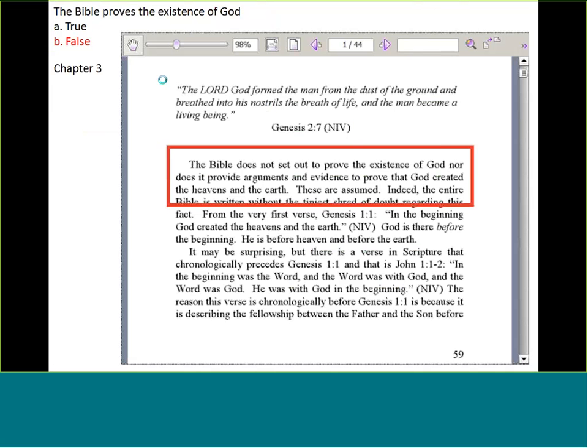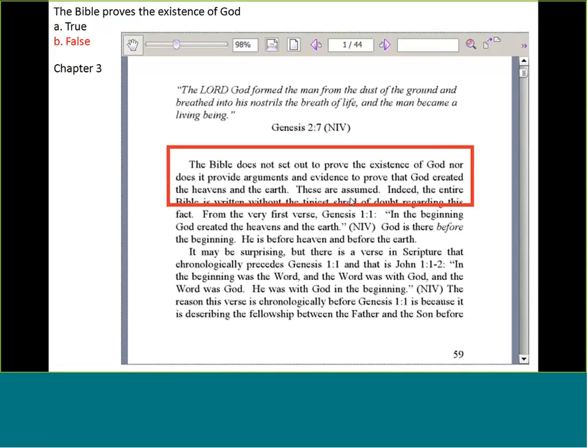So the first question I chose from exam 2 is true or false, the Bible proves the existence of God. This is also a question that's taken from the book. It's from chapter 3, which was part of the assigned reading from week 2. Here are the first few sentences from the chapter: the Bible does not set out to prove the existence of God, nor does it provide arguments and evidence to prove that God created the heavens and earth. They're assumed.